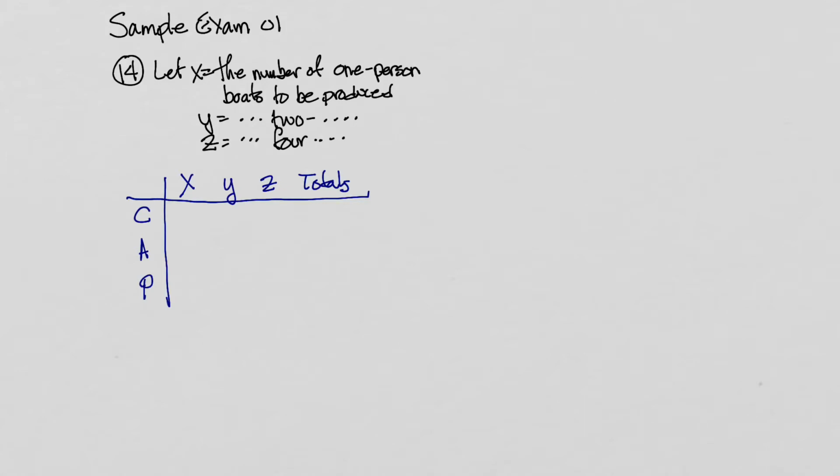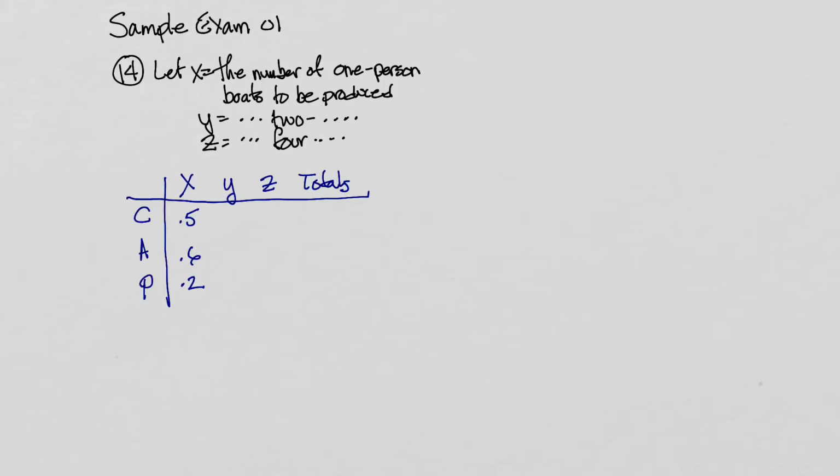So let's see. As I read down, it looks like I'm going to write 0.5, and then 0.6 and 0.2. And that corresponds to the 0.5 hours of cutting, 0.6 hours of assembly, and 0.2 hours of packaging.